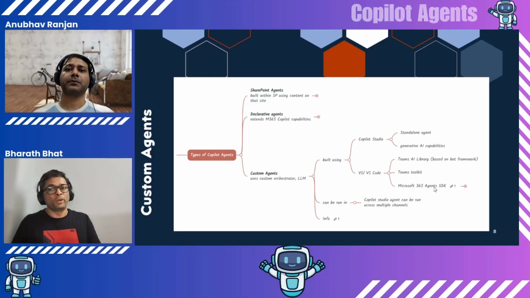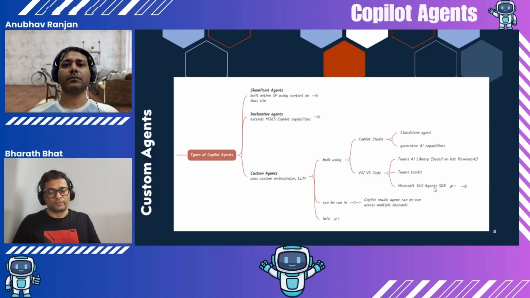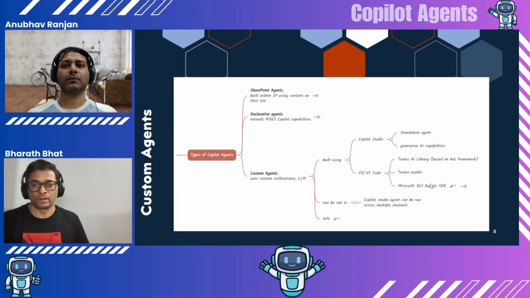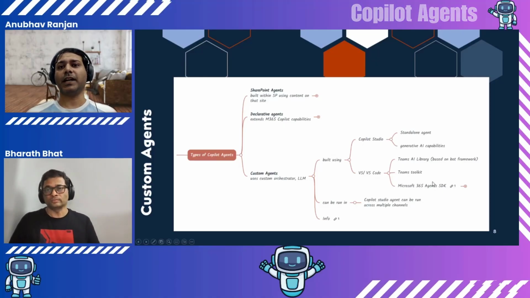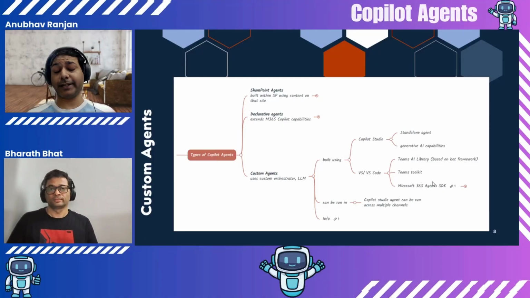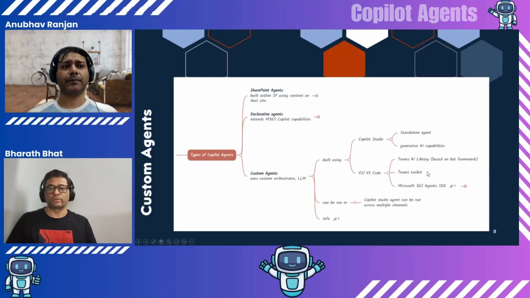Now, a big difference between custom engine agents and declarative agents is that you can run these agents across multiple channels. So you are not restricted to Teams and Microsoft 365 Copilot; you could have it run on other external or internal channels as well. For example, you have built it and you want to run it on Messenger, Telegram, Facebook, wherever you want, or on your own corporate website. It's up to you.